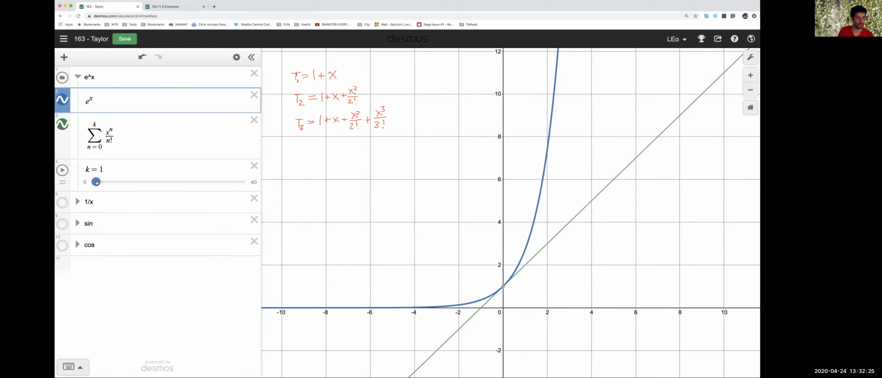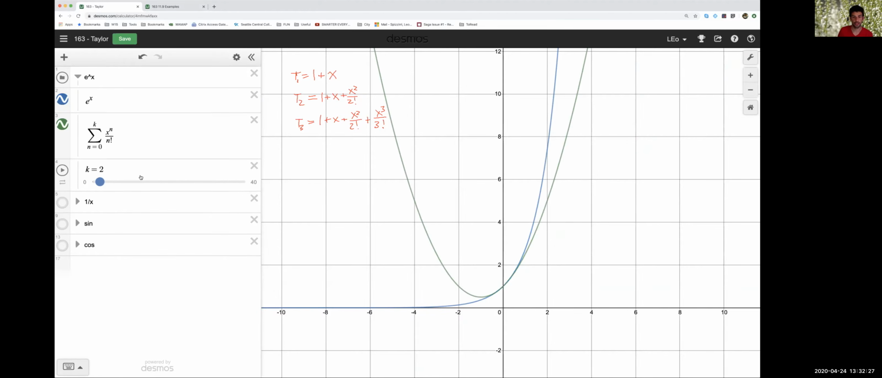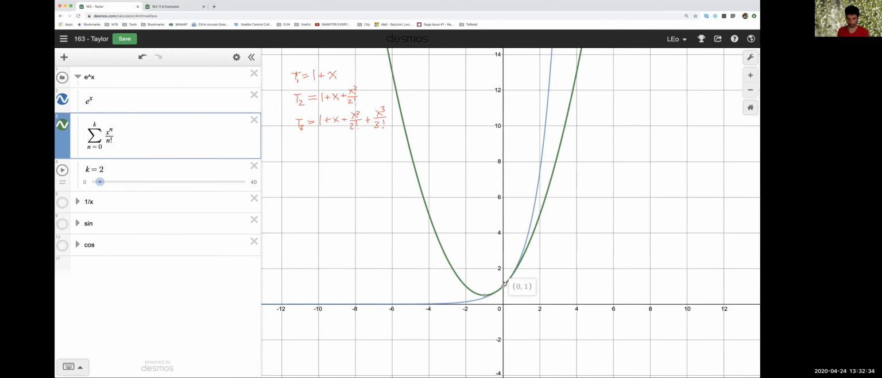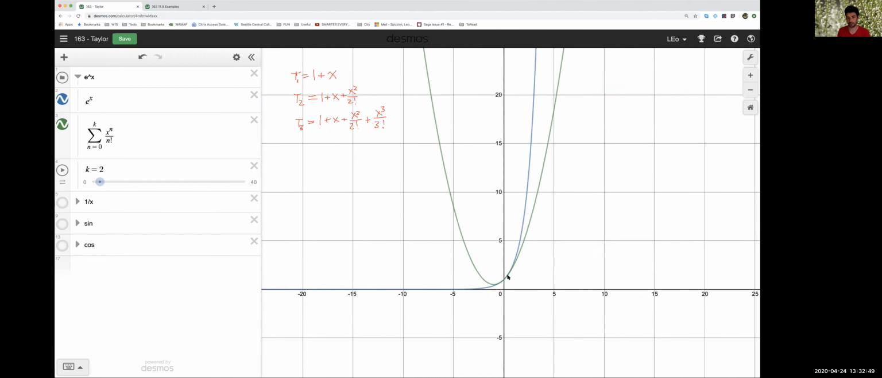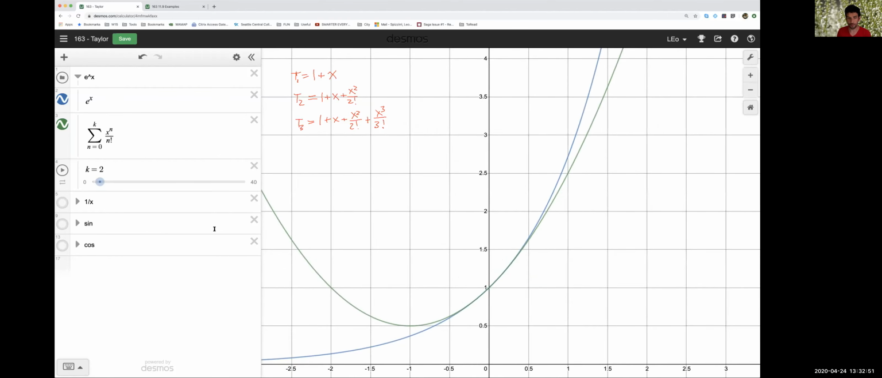Let's increase k to 2. Now we're looking at T2. This is a quadratic that hits our graph right at 0, 1. And it also matches up nicely with our function for a longer time than the tangent line appeared to, right? There's the tangent line. It's kind of wrapped a little closer around it. Maybe we'll zoom in a little bit. Oh boy, the zoom on this is real touchy. All right, so we go from 0.